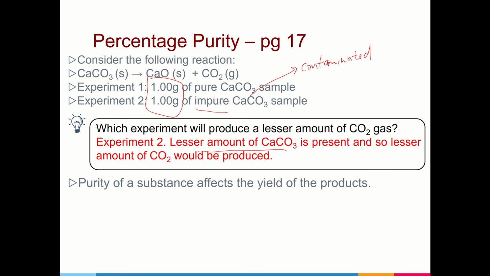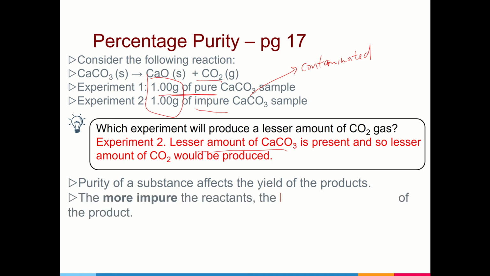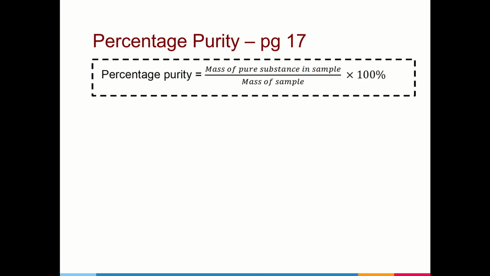So the purity of a substance affects the yield of the products. If I use really pure substances, then I will have more of my calcium carbonate, then I will produce more of my carbon dioxide. So the more impure the reactants, the lower the actual yield.